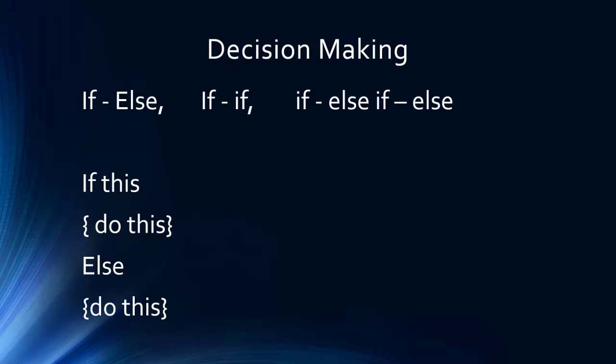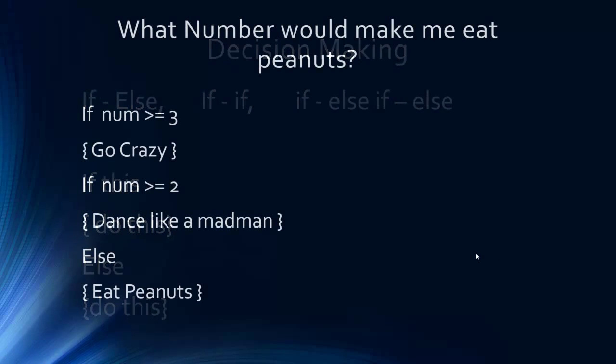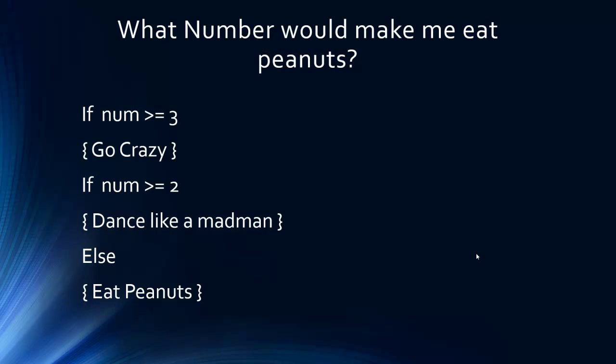So moving on, I could do something like this. I could have multiple, just the top 2 if statements. So if number is greater than or equal to 3, go crazy. If number is greater than or equal to 2, dance like a madman. Else, eat peanuts. So what number would make me eat peanuts? If I'm going through the line of code and I type anything other than 0, 1, or a negative number, it's going to meet either the first condition or the second condition, and I won't eat peanuts.